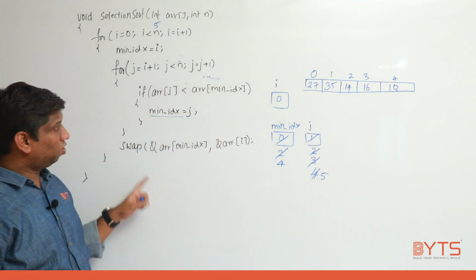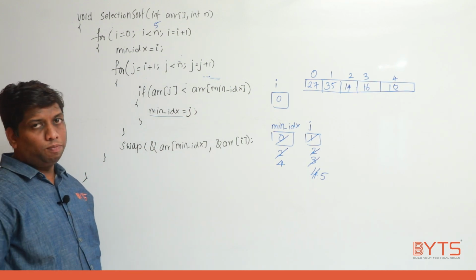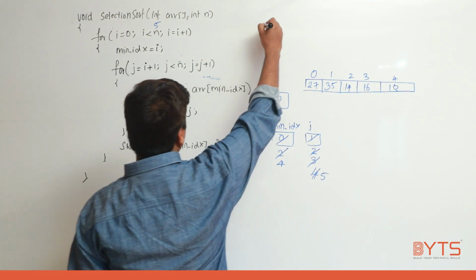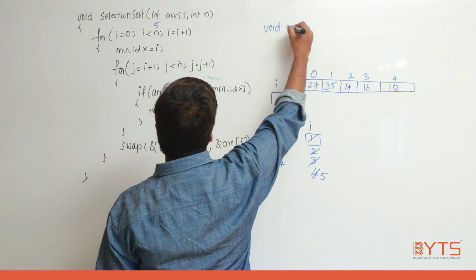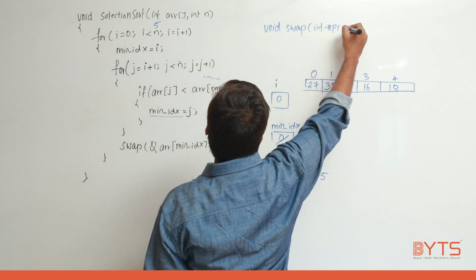Now call to the swap function. I will be writing the swap function for you this time. Going forward I will not write the swap function; better you write it in the system. Okay, what is the swap function we have? Can you please tell? void swap(int *p1, int *p2).